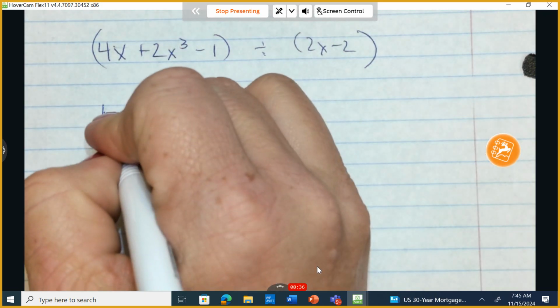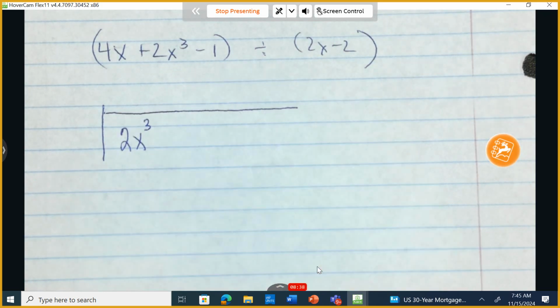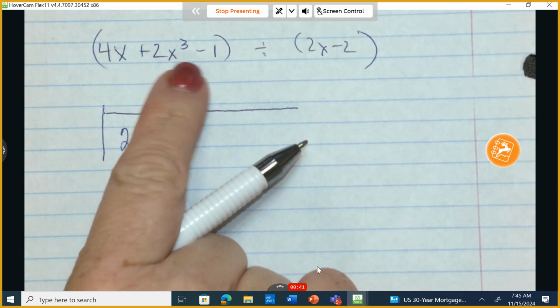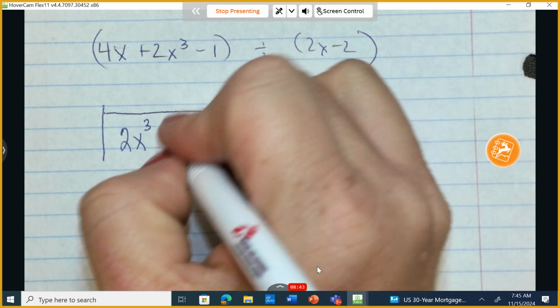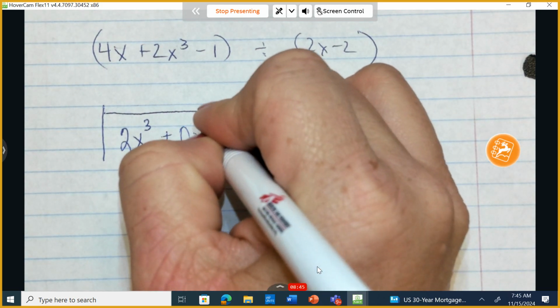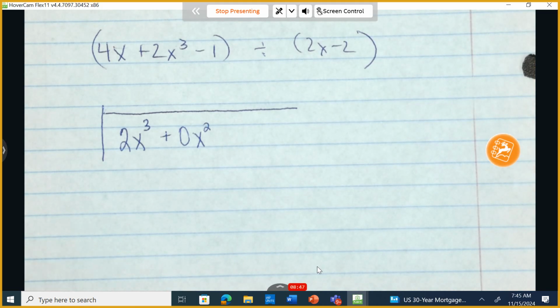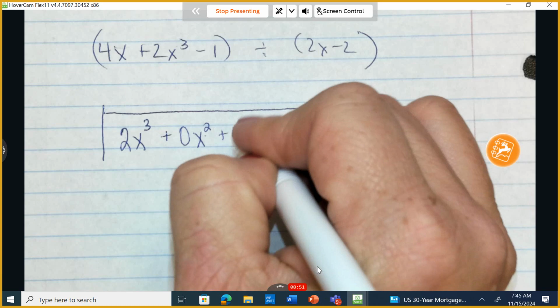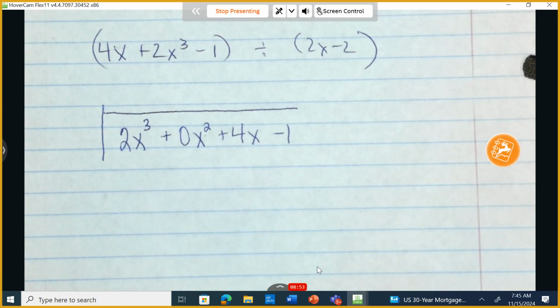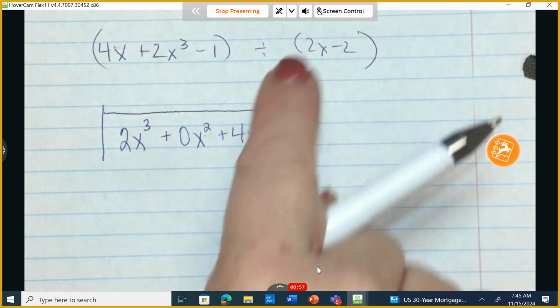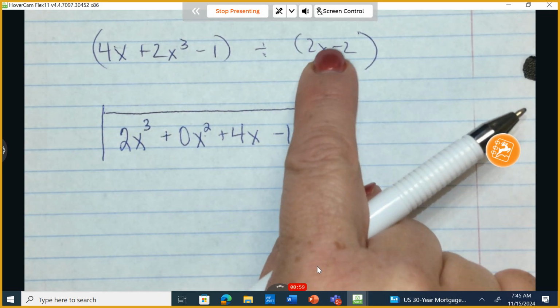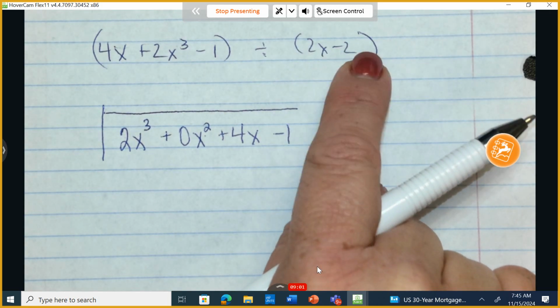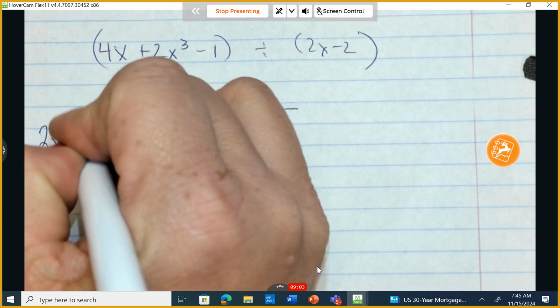So I'm going to start with the first one, 2x cubed. Now here's the problem. Is there anything x squared? We have to show that there's nothing there, 0x squared. If we don't do that, we're going to get the answer wrong. So I have x to the third, to the second, now I go to the first, plus 4x to the first minus 1. So if anything is missing, we got to put a 0 in front of that missing piece. This is what's going to go up front. It's degree 1. I have x to the first and x to the 0, so everything is accounted for.